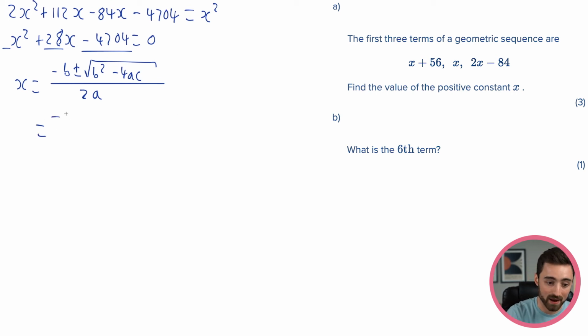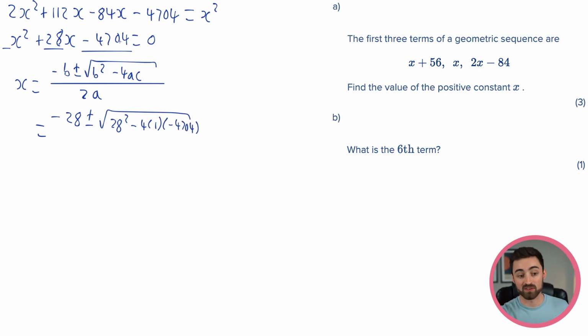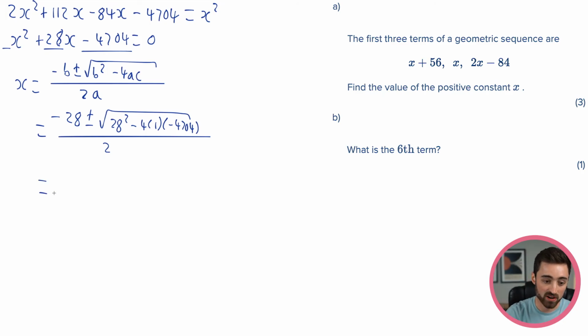So we're going to get minus 28 plus minus the square root of 28 squared minus 4 times 1 times minus 4,704. Remember, with the c value, it's not 4,704, it's whatever the sign happens to be. In this case, it's negative. All over 2 times a, which is 2 times 1, which is 2. Okay, I think I'm ready for my calculator here.